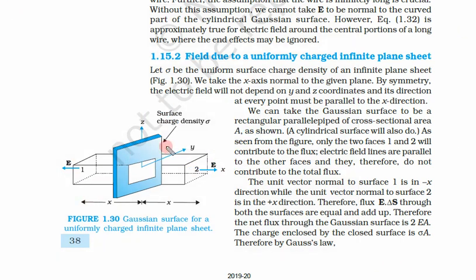So this is the figure. This sheet is kept at x equal to 0.